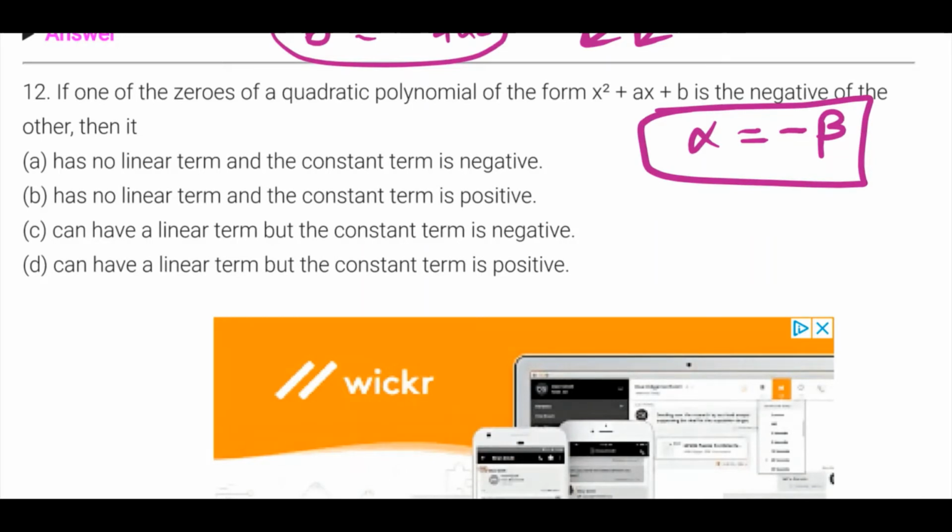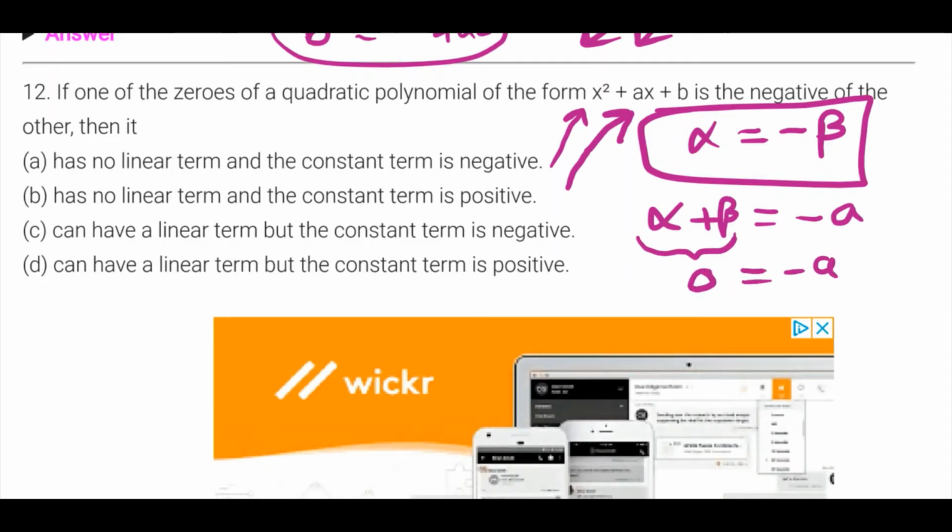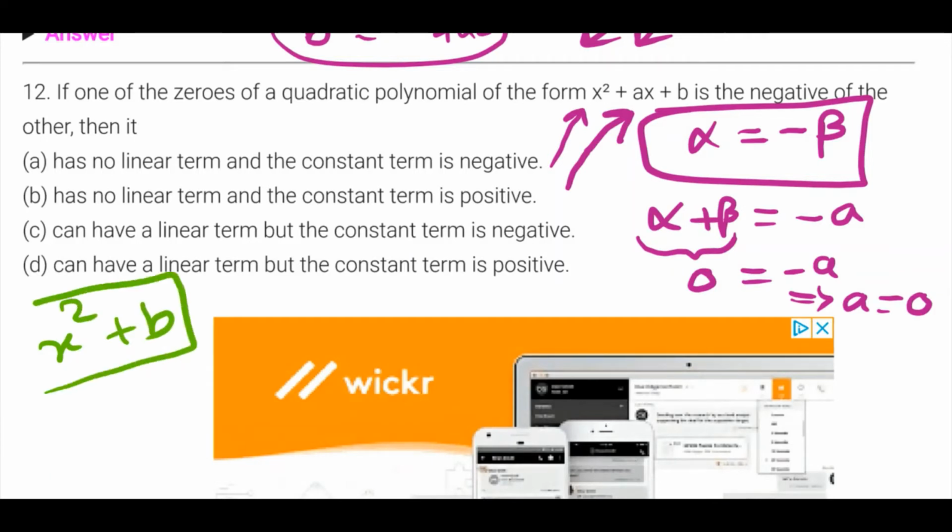If you apply this, the sum of the roots alpha plus beta will be equal to minus b by a. Instead of remembering it as minus b by a, remember it as the negative of the coefficient of x divided by the coefficient of x square, which is equal to minus a. So alpha equals minus beta, so alpha plus beta is 0, and 0 equals minus a. So the value of a becomes 0 here, and our polynomial expression will be only x square plus b. This polynomial does not contain a linear term.